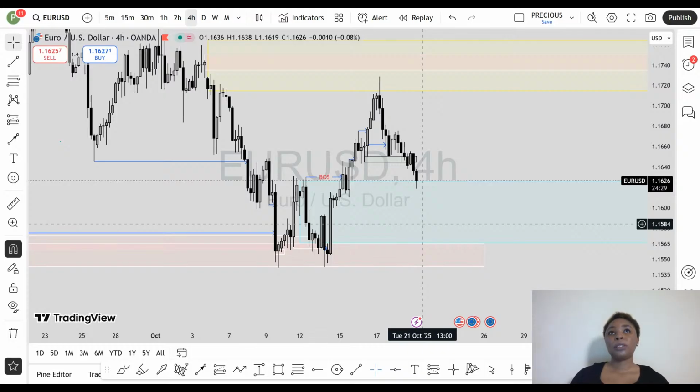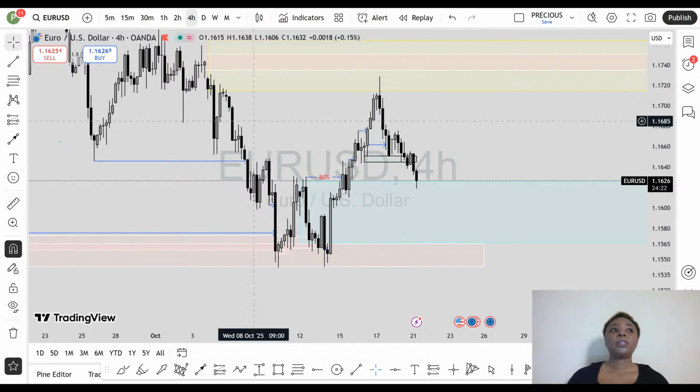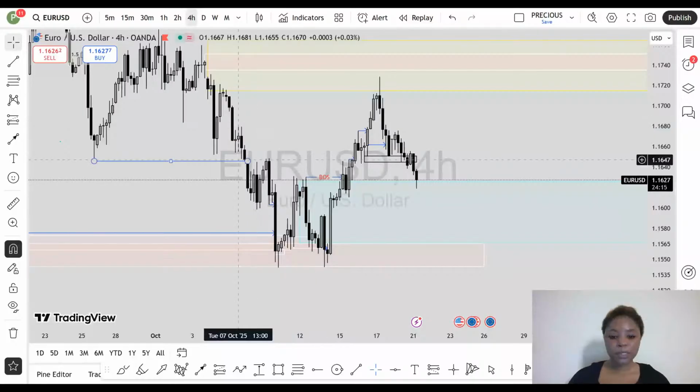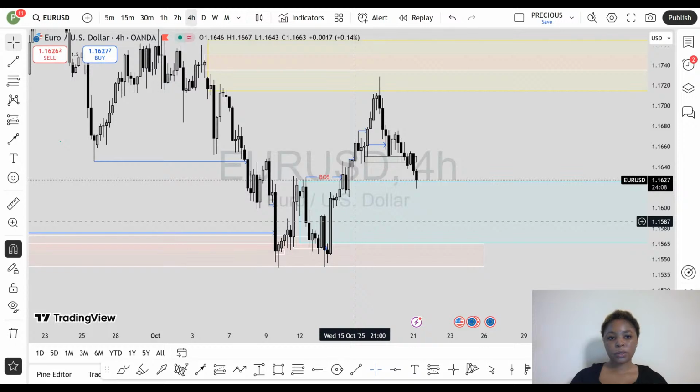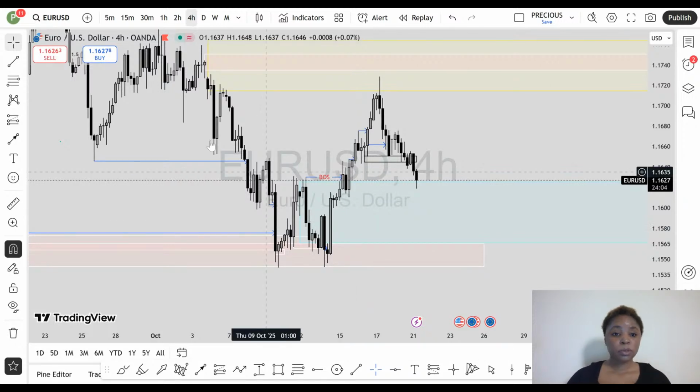I want to see a change of character on 15 minutes before I will buy. So on 15 minutes, I want to see a break of structure to the upside, from this demand level here on the higher time frame, before I can buy from this zone here. Do you guys understand? That is the confirmation entry I do talk about. Let's go to 15 minutes so you guys can see.